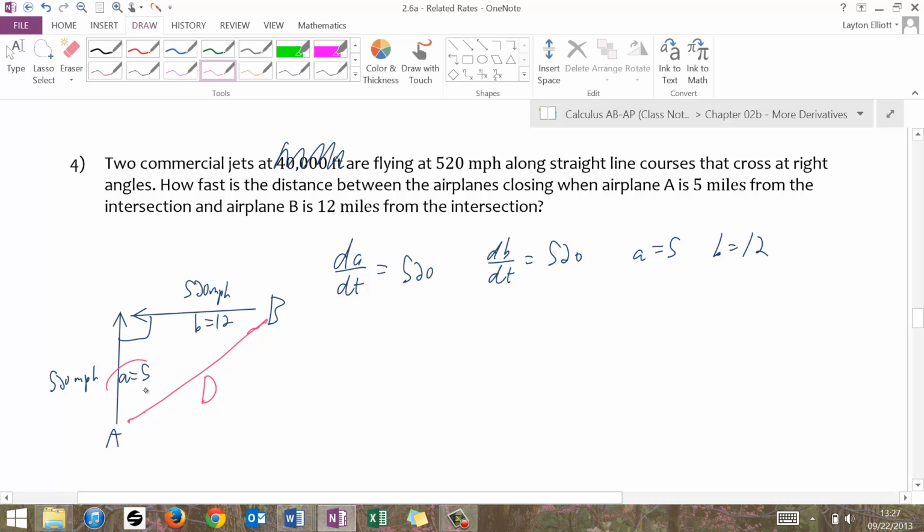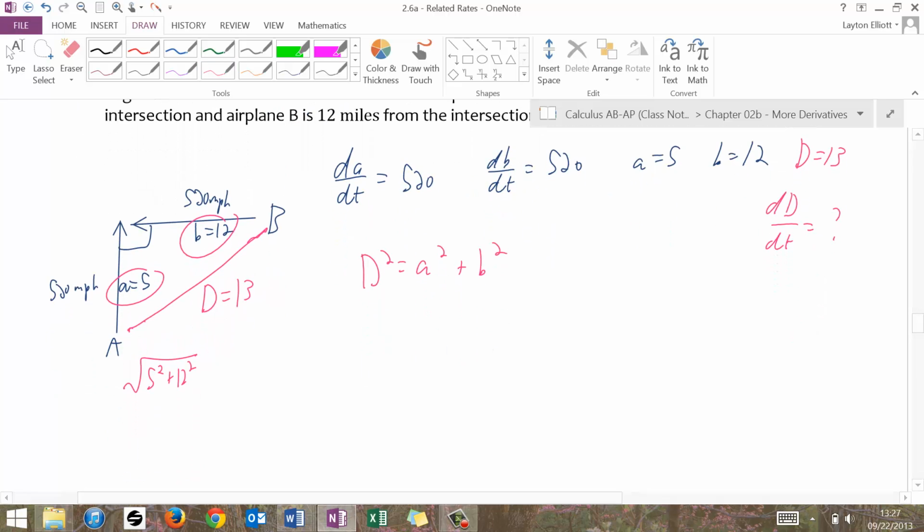I know when A equals 5 and B equals 12 that D would have to be equal to the square root of 5 squared plus 12 squared by Pythagorean theorem, which is 13. So I could even say that I know D is equal to 13, and I want to know what dD/dt is. So with all this information, we need an equation that's going to relate all three of them. Well, I can start with d squared is equal to a squared plus b squared, and then derive that so I can find the rates of change.